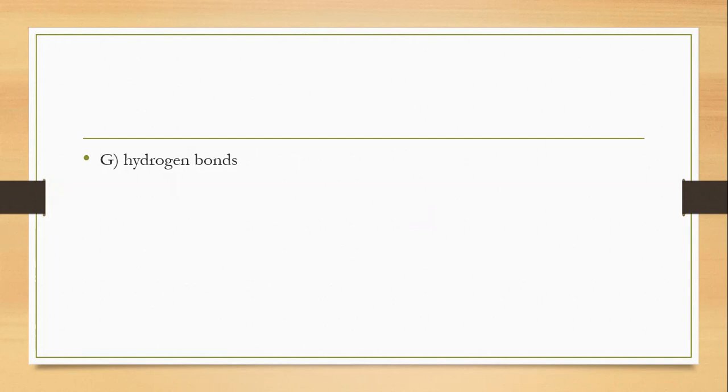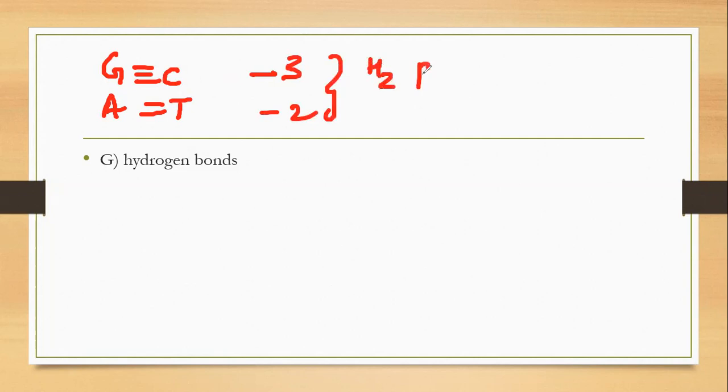So in the case of GC, it is 3 bonds, and in the case of AT, there are 2 hydrogen bonds. This is something we have learned during our 11th and 12th, I guess, those who have taken bio. So GC has 3 bonds and AT has 2 bonds. Now they're asking, in a total of 180,000 base pair, how many hydrogen bonds are there?